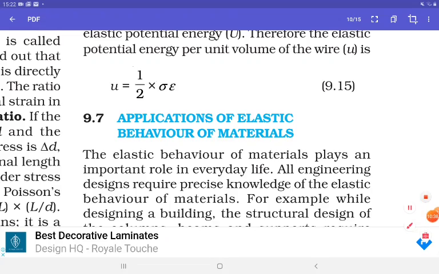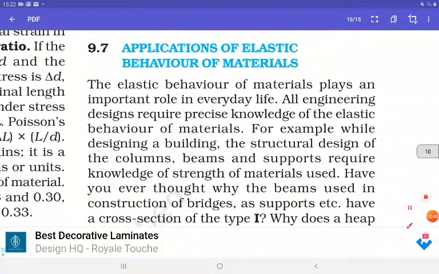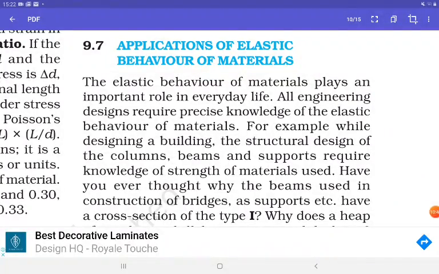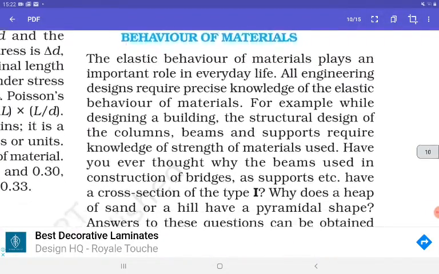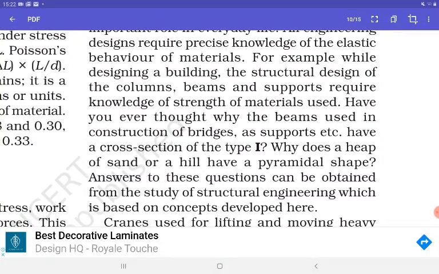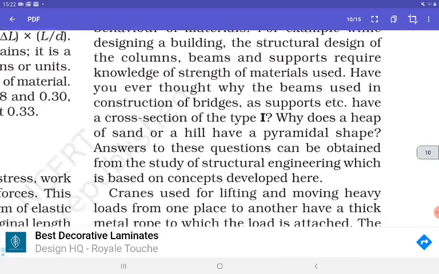Application of the elastic behavior of the materials. The elastic behavior of materials plays an important role in everyday life. All engineering designs require precise knowledge of the elastic behavior of the materials. For example, while designing a building, the structural design of it, the columns, beams, supports require knowledge of the strength of the material used.